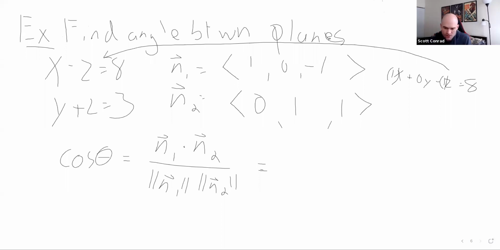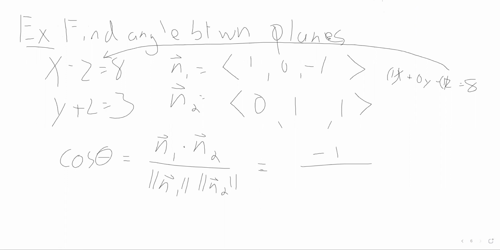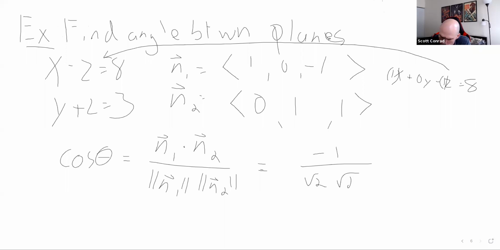Okay. So when we take the dot product, 1, 0, negative 1 dot 0, 1, 1, we get, of course, 0 plus 0 minus 1, negative 1. And what's the magnitude of n1? Square root of 2. Right, so we get square root of 2 for the magnitude of n1, and the magnitude of n2 is also square root of 2. So we get negative 1/2.